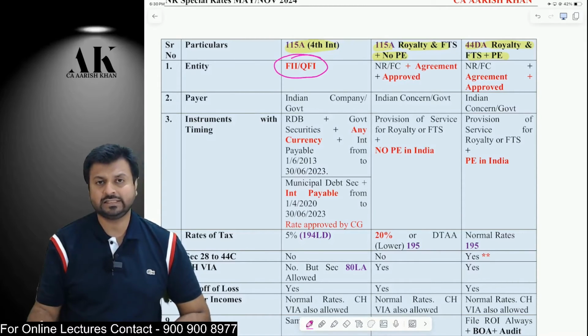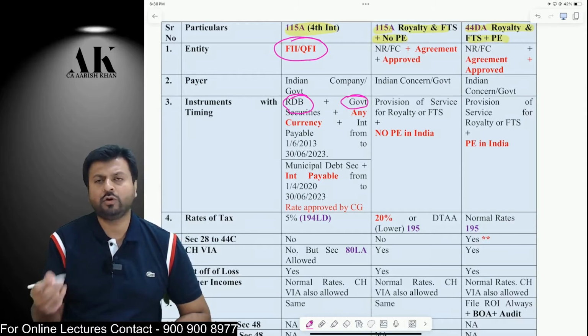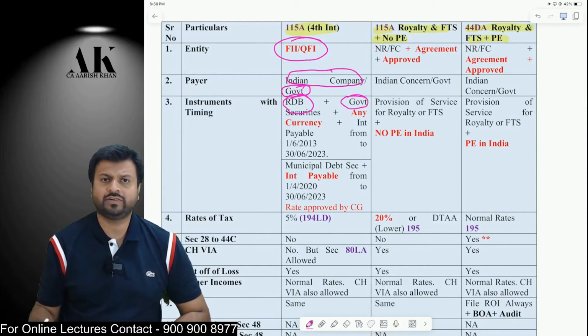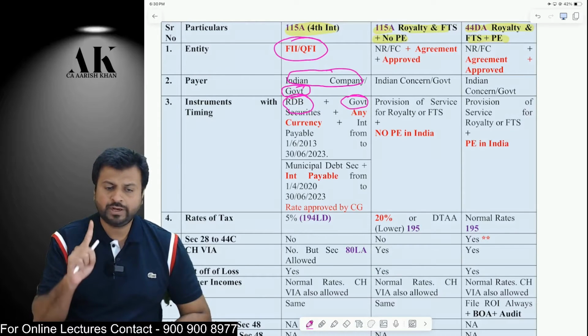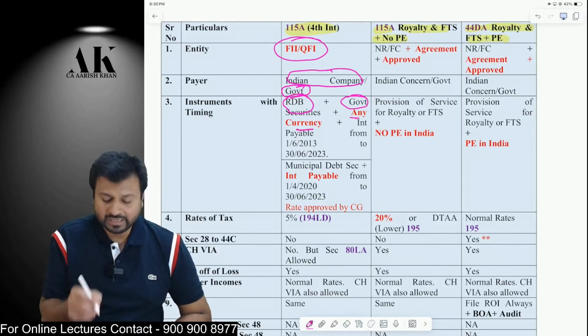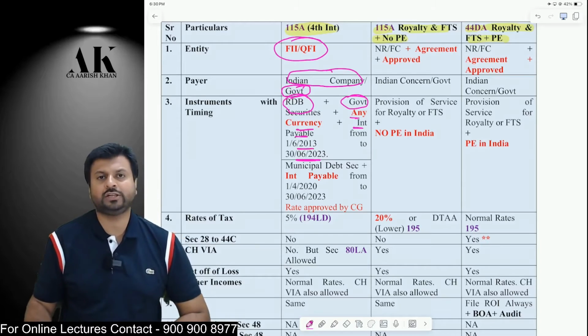These are the assessees. What are they doing? They are buying rupee denominated bonds. They are buying government securities. Okay. Of whom? They are buying rupee denominated bonds of Indian companies and government securities of the government of India. In which currency? Any currency. And here the interest has to be payable between June 2013 and June 2023. Here the interest has to be payable between this period.